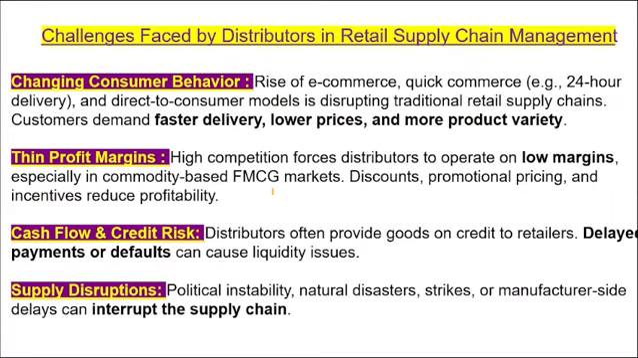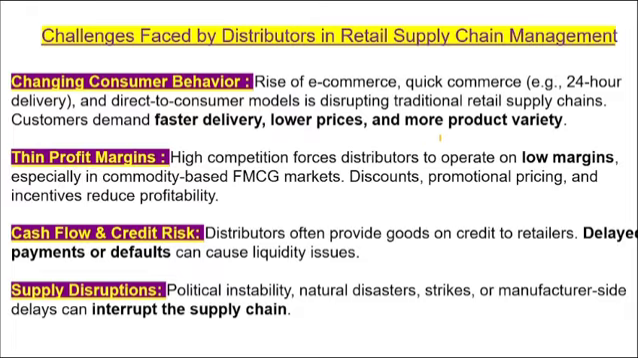Let's see over here. Changing consumer behavior: the rise in e-commerce, quick commerce, for example 24-hour delivery, and direct-to-consumer models is disrupting the traditional retail supply chain. Customers demand faster delivery, lower prices, and more product variety.